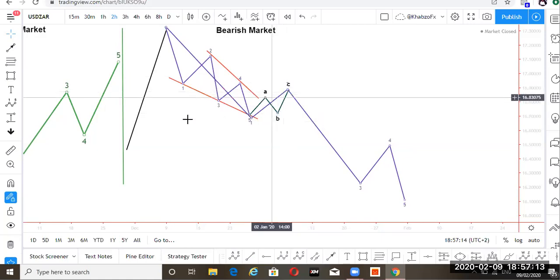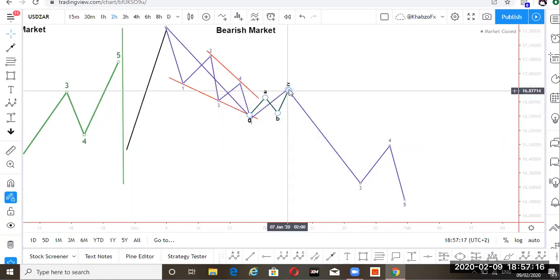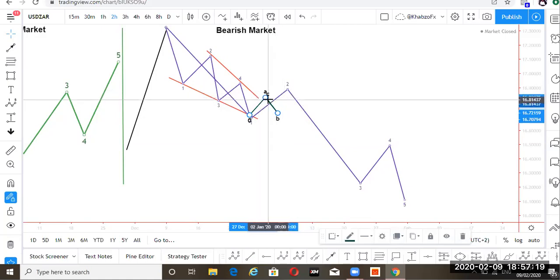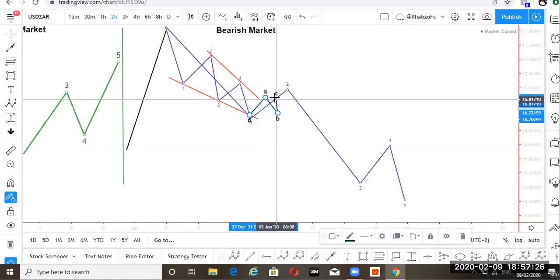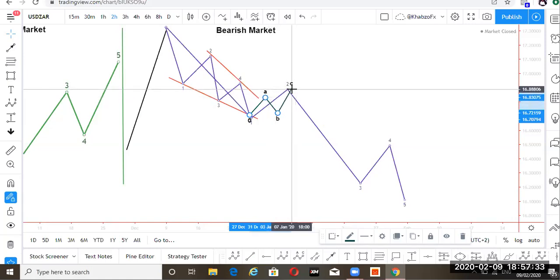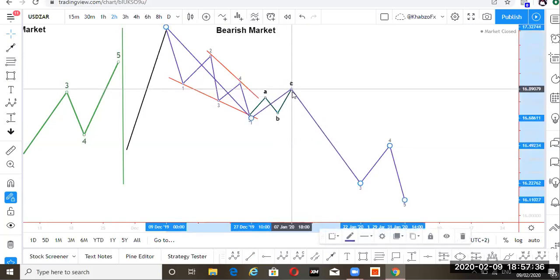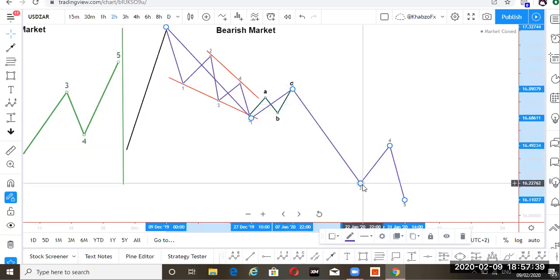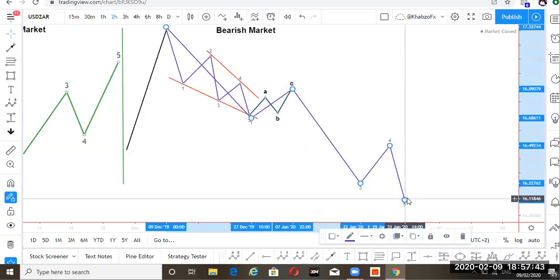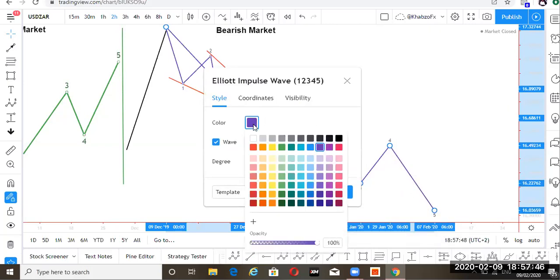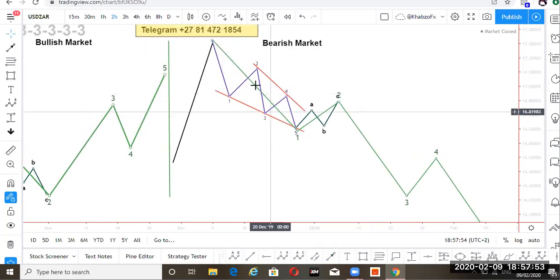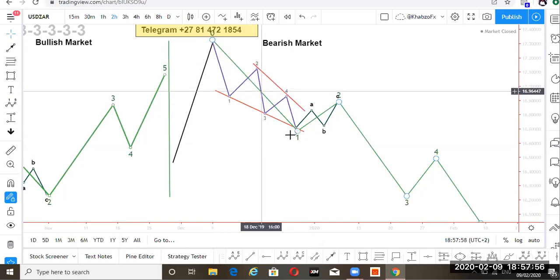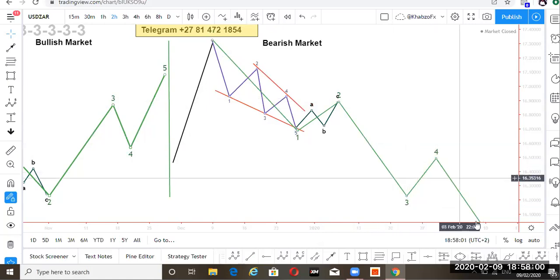This ABC can be a zigzag or a flat correction. If it's a zigzag, C will go past this previous high here. If it is a flat, it should more or less be on the same level as wave A. But if it's a zigzag, it should pass here. Then you will have wave B here, then wave two, wave three, wave four, and wave five. So you'll have something like this. The whole pattern is wave one, wave two, wave three, wave four, wave five.